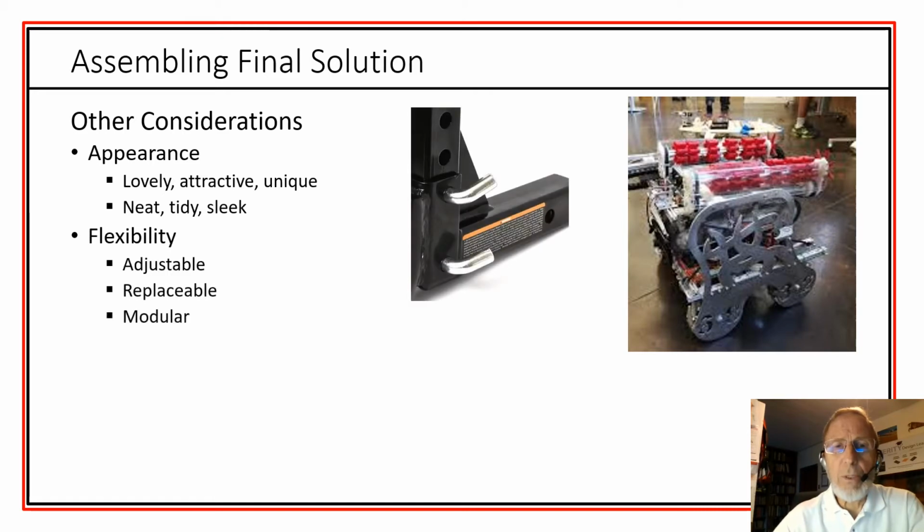We should also consider flexibility. Is our robot, in this case, constructed in ways that we can make adjustments? We can easily replace parts. Perhaps is it modular enough so we can take out one part and put in a substitute part? So think about the flexibility that would be useful for this robot. Make sure you have considered that in your assembly process.